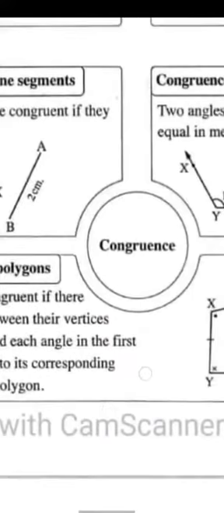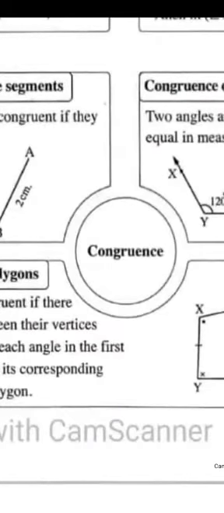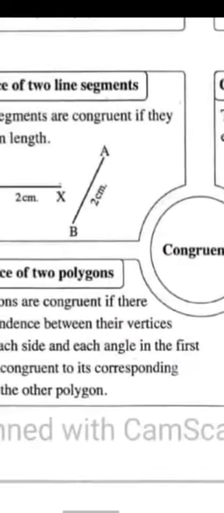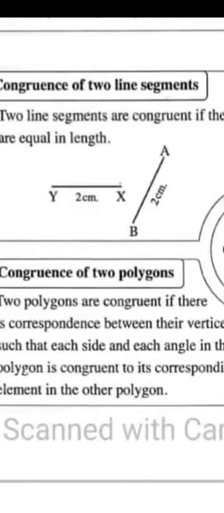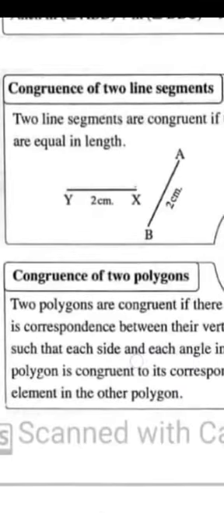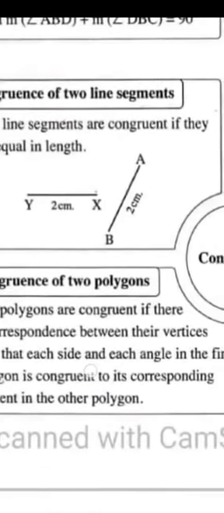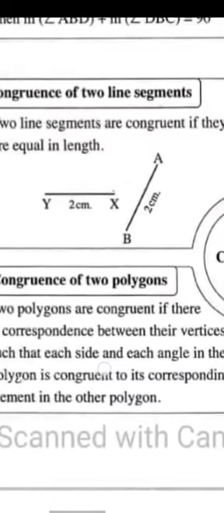Now we're talking about congruence. Okay? We can say the two line segments are congruent if they are equal in length. If we have two line segments equal in length, for example XY is 2 centimeters and AB is 2 centimeters, it means the two line segments are equal in length. Then the two line segments are congruent, okay?